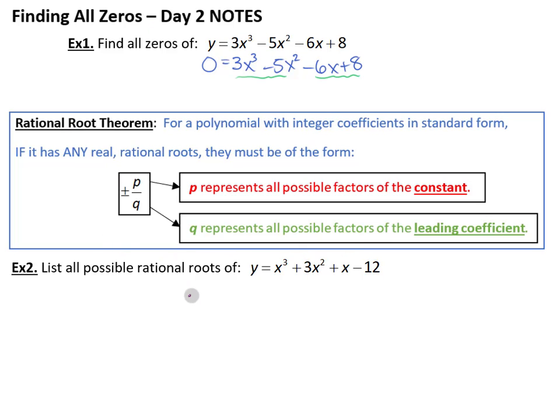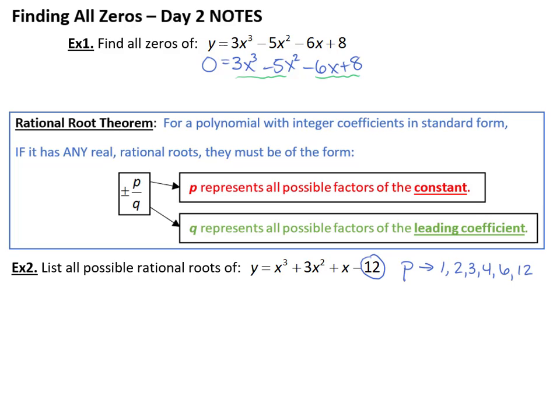So list all possible rational roots. In other words, use our rational root theorem for this function. So let's first identify p and q. So p is all possible factors of the constant. And notice it doesn't matter if I circle the negative 12 because we're going to put plus or minus all of these factors anyway. So let's list all the factors of 12. We've got 1, 2, 3, 4, 6, and 12. That's a lot of factors.